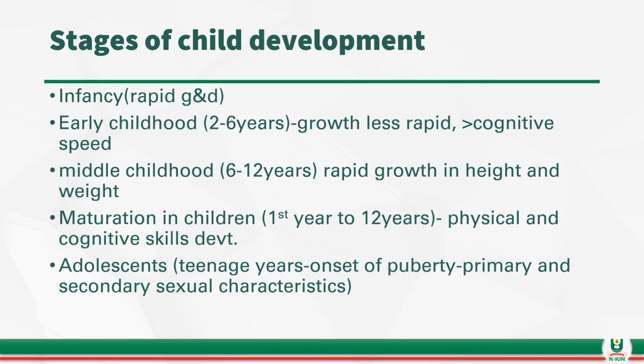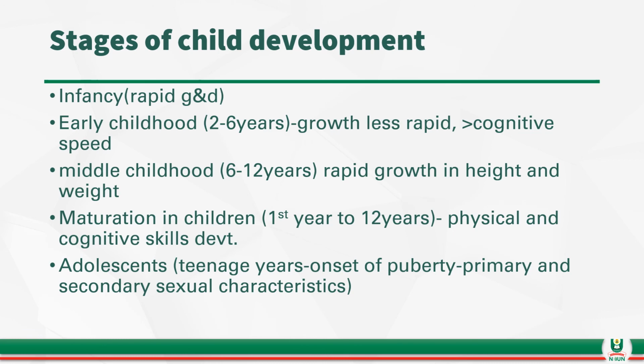Then we get to a stage of childhood called maturation in children, which is usually the first year to 12 years. There is usually physical and cognitive skill development, both developing rapidly at such age. And that takes that child to the adolescent stage, which is the teenage years. That is characterized by what we call the onset of puberty. The child begins to develop the primary and secondary sexual characteristics.